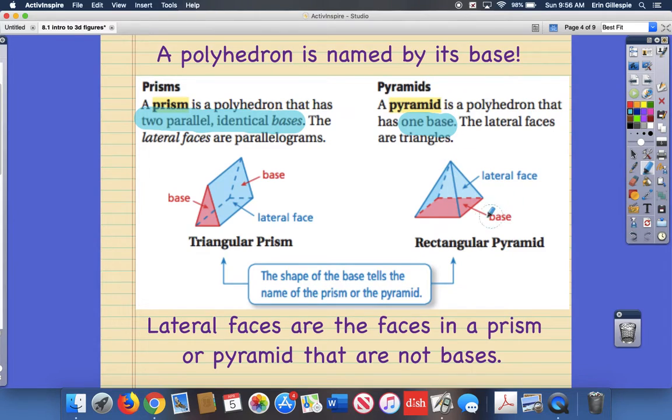No. It comes up to a point like that, right? It comes up to a vertex up here. So pyramids have 1 base and then a bunch of lateral faces that are always going to be triangles, okay?